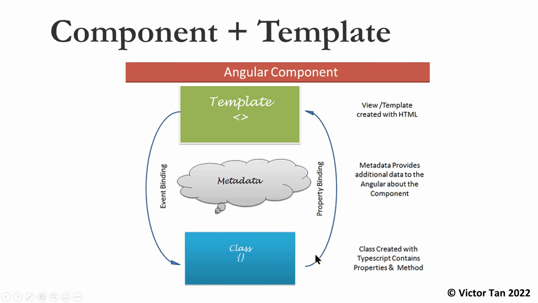Alright, so this is kind of how it looks. This is your template, which is your standard HTML. This is your class. This is a TypeScript class, which is basically your component. And there's some metadata that is used to decorate this TypeScript class. And then property binding allows you to transfer values from the properties of your class into the template DOM. And event binding allows you to take data that is produced from events that happen inside the DOM and send it back to the matching component in TypeScript.